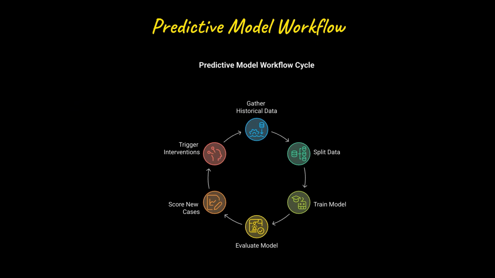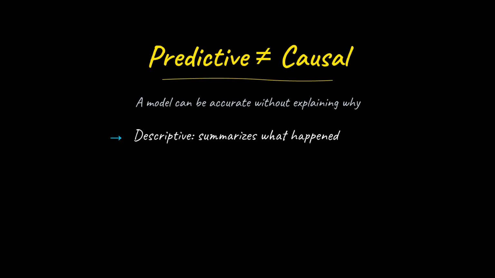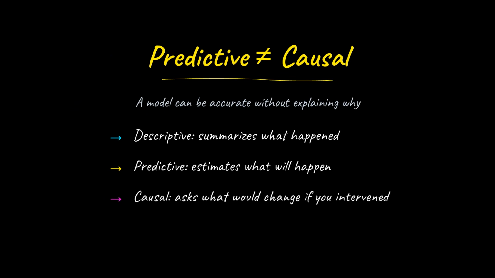The mechanism follows a consistent pattern. Historical data is split into training and testing sets. The model learns a function on the training set, is validated on the testing set, and is then deployed to score new cases as they arrive, with high-risk scores triggering targeted interventions. A critical exam distinction: predictive modeling is not causal inference. Knowing that a patient carries a high readmission risk score does not reveal which intervention will reduce that risk. Causality requires different methods entirely, though the model simply ranks likelihood, not mechanism.